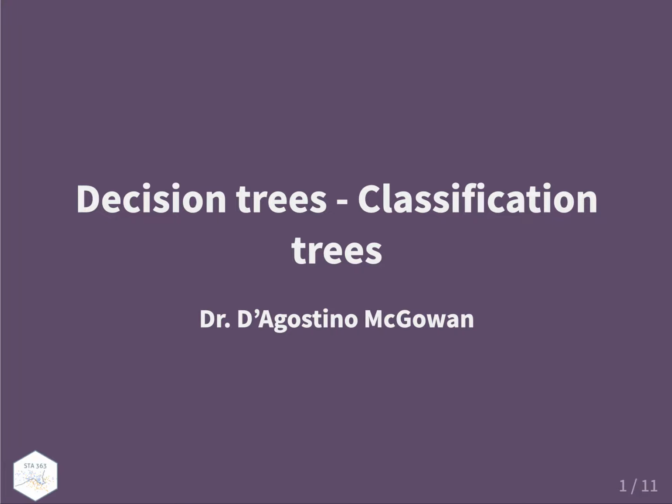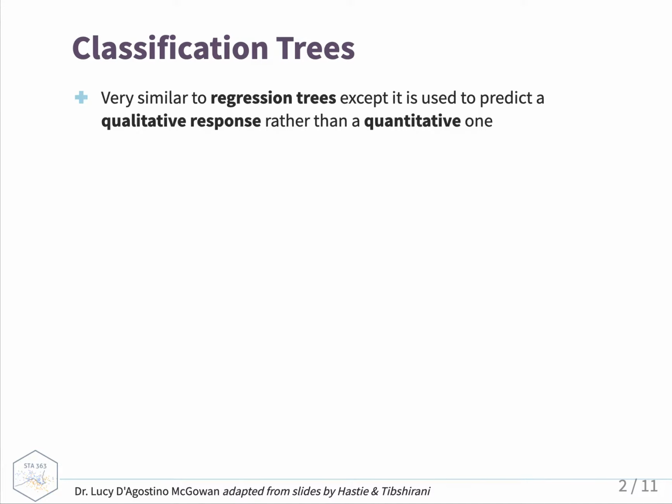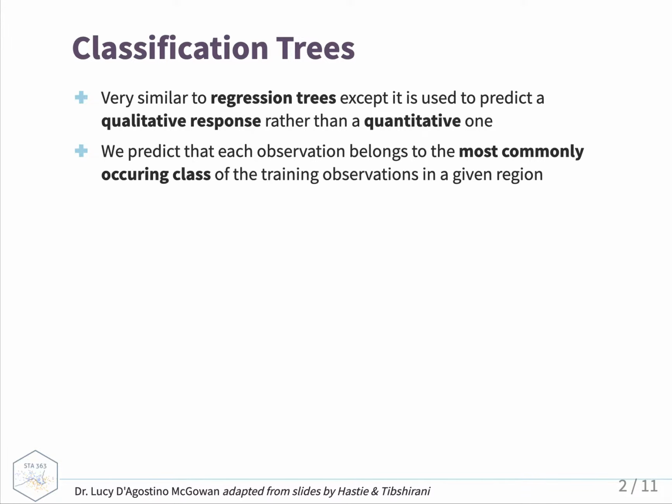So in addition to decision trees that are fit on regression problems, so on continuous data, we can also fit classification trees. This is going to be very similar to a regression tree, except it's used to predict a qualitative response rather than a quantitative one, so a categorical response. And we predict that each observation basically belongs to the most commonly occurring class of the training observations in a given region. So that's how the predictions occur.